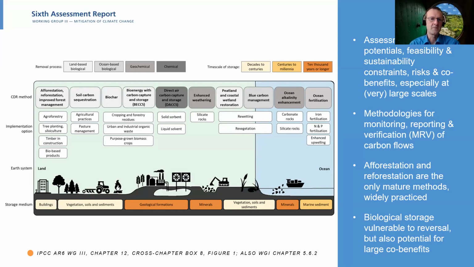Another tension arises from the fact that biological carbon storage is of course always vulnerable to reversal, either by climate change or by practice changes. But biological carbon storage also has the largest potential for co-benefits if managed well. So these are important trade-offs and risks that need to be addressed by governance issues that we may want to discuss further.